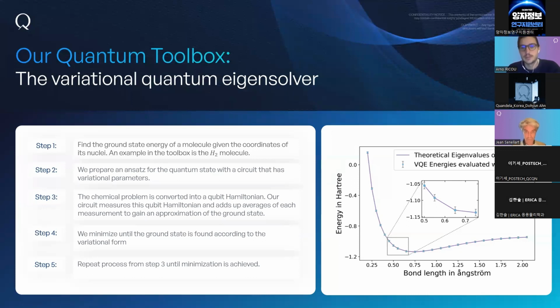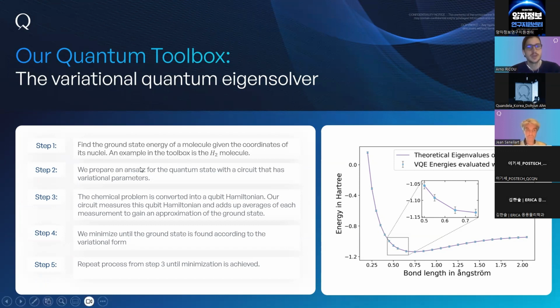Another algorithm we are heavily investigating in the application team at Quandela is the variational quantum eigensolver. So that's a must-know algorithm in the NISQ era. It's about finding the ground state energy of a molecule, given its coordinates, the coordinates of its nuclei. And it's a kind of variational algorithm, so we will have this back and forth between the classical processor, optimizing over a set of parameters defined on the quantum circuit, and then trying to reach an optimal solution.